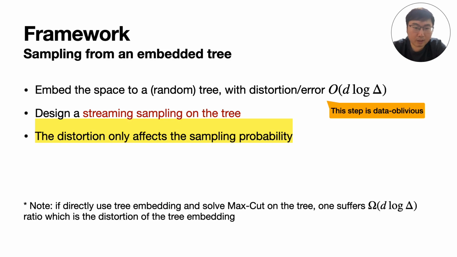Interestingly, our sampling is actually run on the quad tree, which as we see has a big distortion. However, the trick here is that this distortion only introduces error in the sampling probability, which ultimately appears in the space complexity only, rather than the approximation ratio. And we have to note that if we directly use the tree embedding to embed the whole instance into a tree and solve the max cut on the tree, we must suffer this omega d log delta distortion of tree embedding.